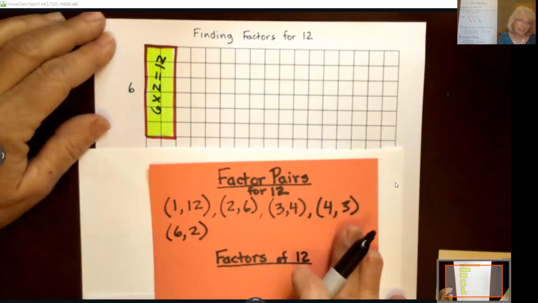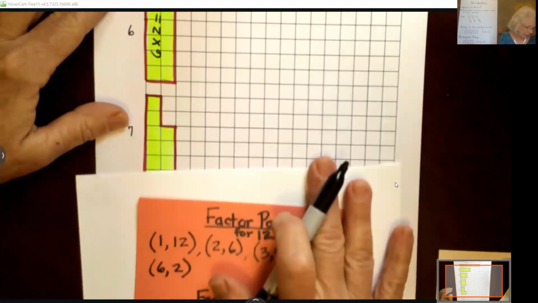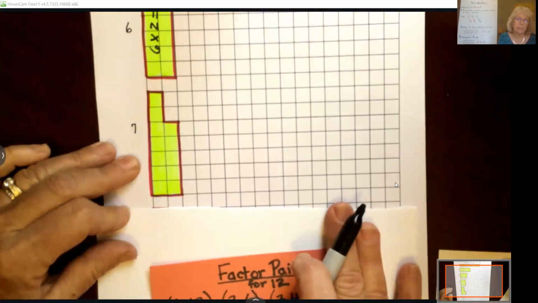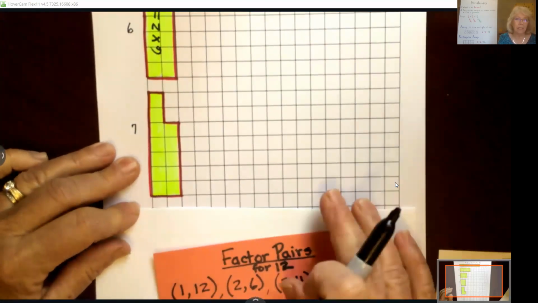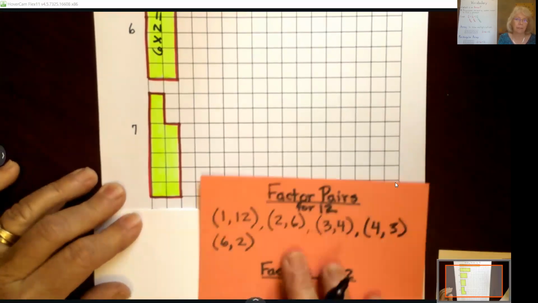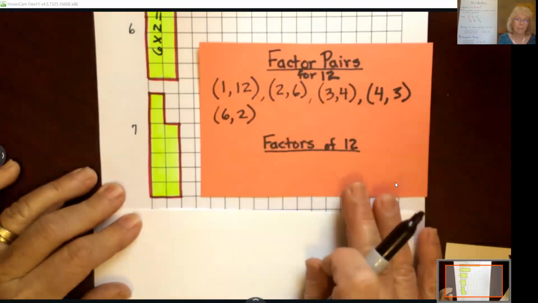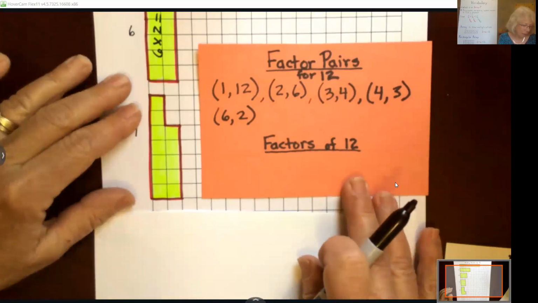Okay, now we're going to try 7. Let's see what happens with 7. Oops, 7 does not work. We cannot get a perfect rectangle for 7, so we do not get to add a factor pair for that. And we can keep going.